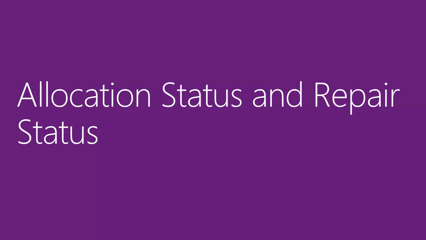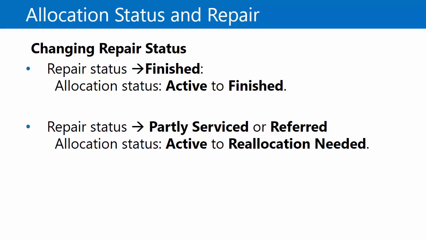The repair status of service items and the allocation status of allocation entries have a certain relationship. Changing the repair status might trigger a change in the allocation status. If you change the repair status to finished, then the allocation status will also change from active to finished. And when you change the repair status to partly serviced or referred, the allocation status will change to reallocation needed.